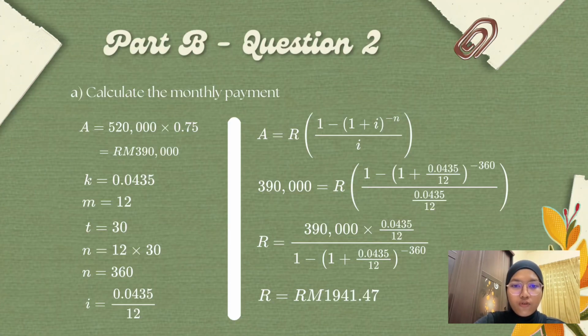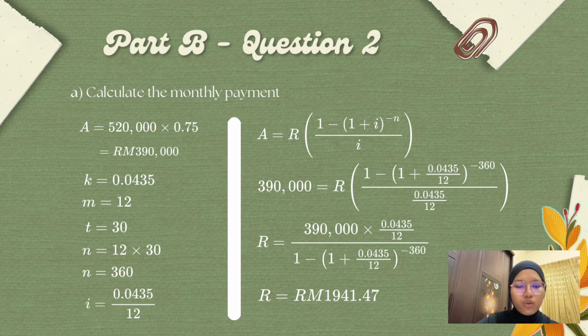So here we need to find the value of R, and we can use the present value formula, which is A equals R bracket 1 minus bracket 1 plus I close bracket to the power of negative n divided by I close bracket. Then we can put the information given into the formula, which is A equals 520,000 times 0.75. Then we'll get the value of A. And the value of i is 0.0435, m equals 12, t equals 30, n equals 12 times 30. Then you will get the value of n, which is 360.